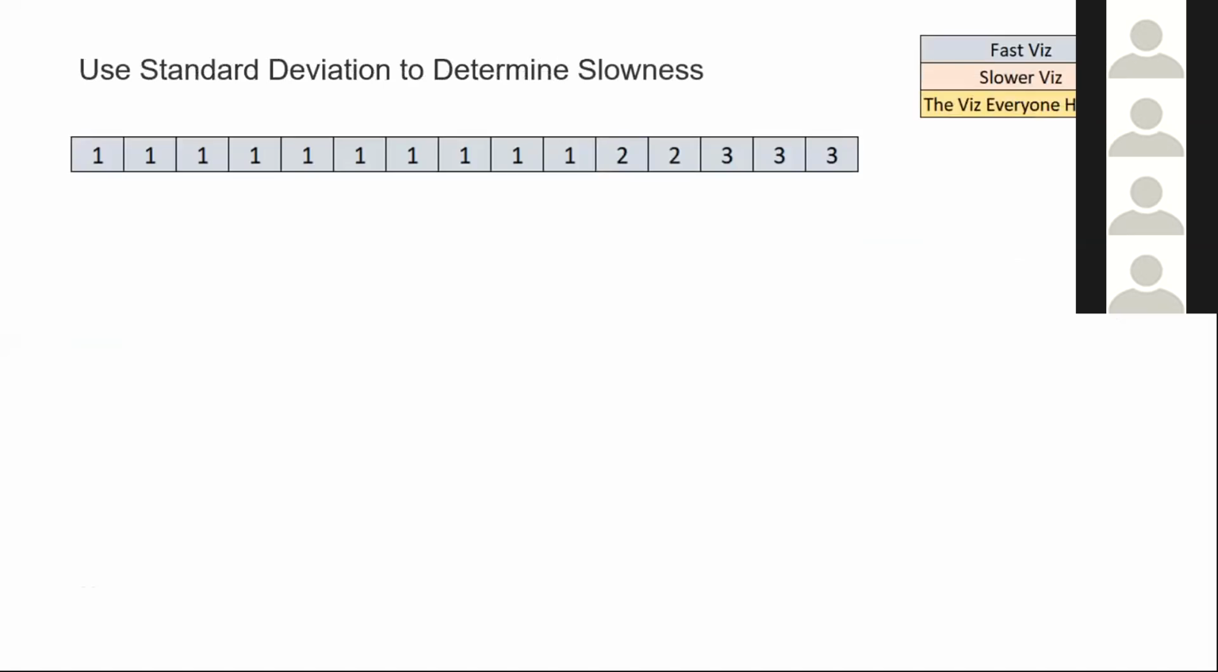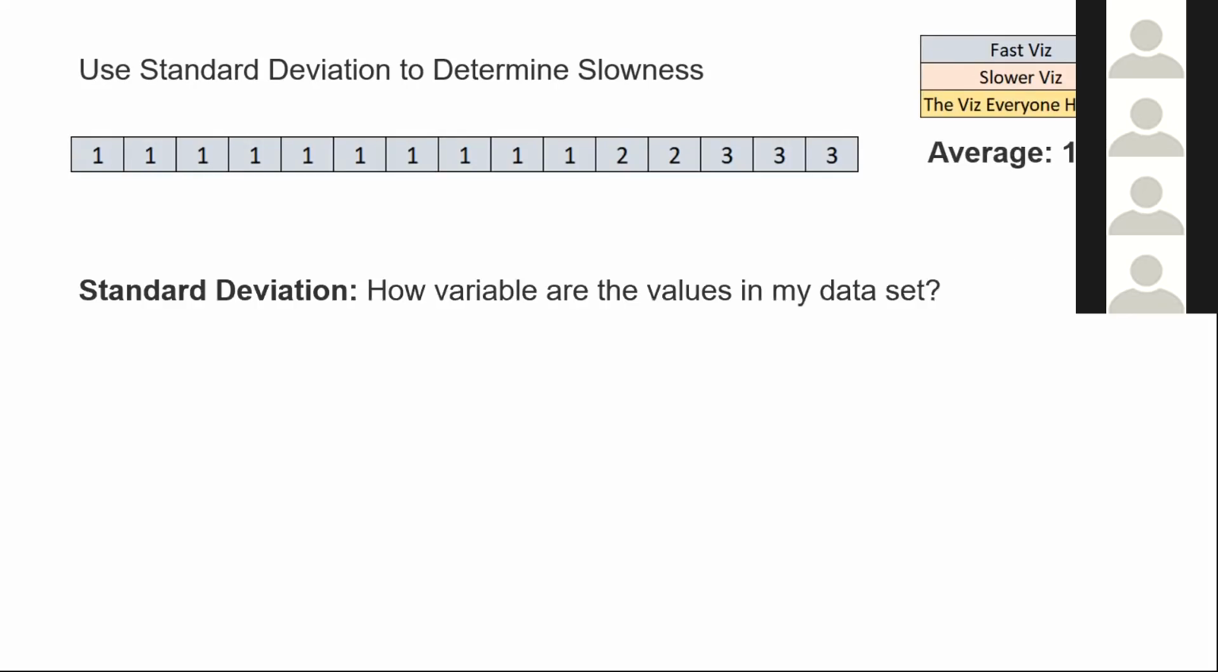Well, we can use a standard deviation to determine how slow each of these new viz loads are. Standard deviation is a measure of how variable a data set is. So if we look at just the fast viz data set, the average is 1.5 seconds. Standard deviation is going to tell us how much those vary from each other.